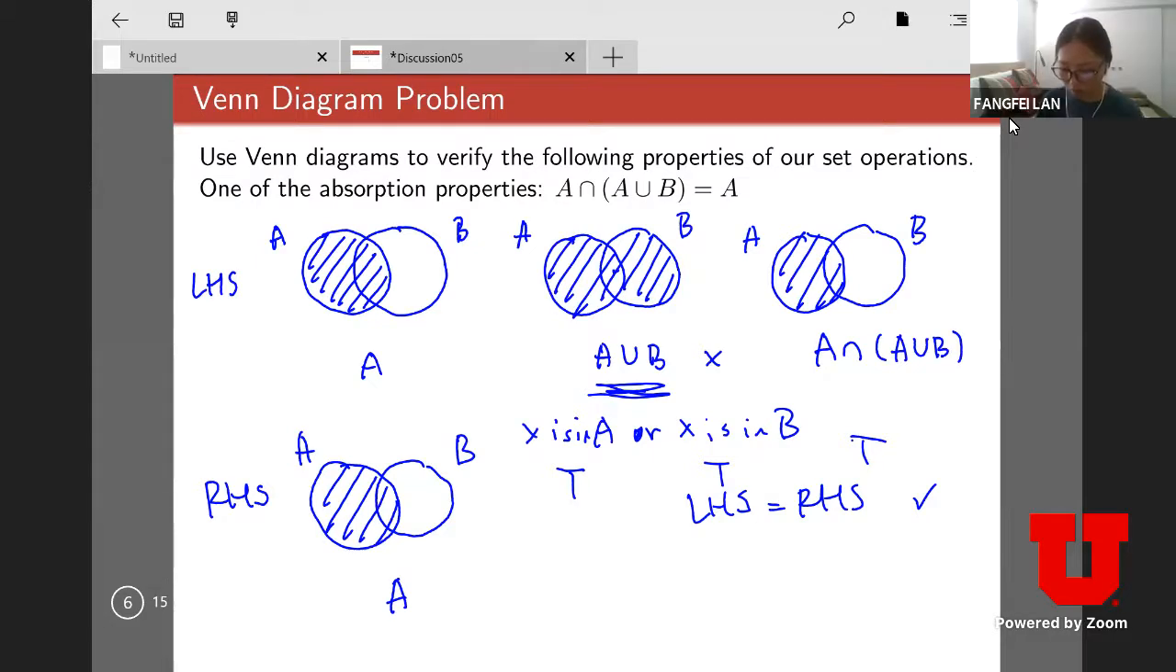Yeah, so there's also the exclusive OR, but I don't think we'll be talking about that. Exclusive OR actually excludes the overlap, but we shouldn't be talking about that, probably.